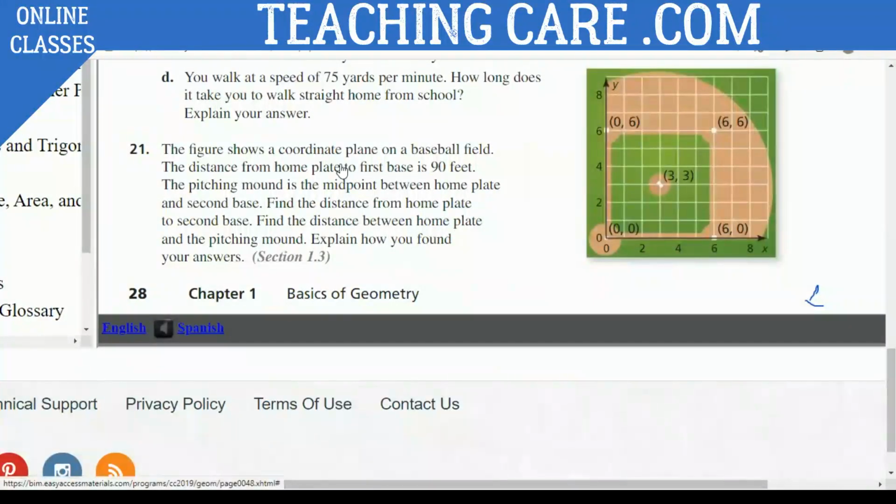The figure shows a coordinate plane on a baseball field. The distance from home plate to first base is 90 feet. The pitching mound is the midpoint between home plate and the second base. Find the distance from home plate to the second base. Find the distance between home plate and the pitching mound. Explain how you find your answer.